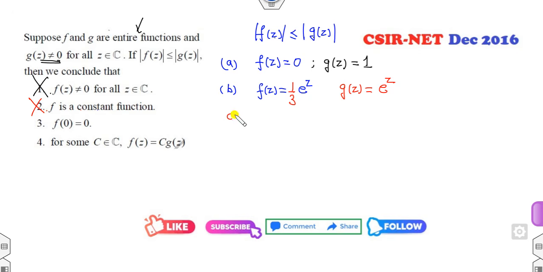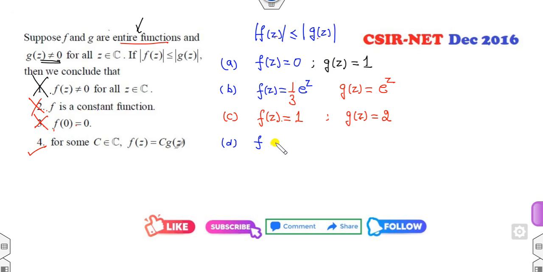f of 0 is 0. Can you think about any function whose value is non-zero? If I choose f is 1, can you choose any g? I can choose g is 2. Again, this is satisfied. Both are entire functions. But f of 0 is 0 is not satisfied. So that means this is the right answer of this problem. How? That's again very simple.